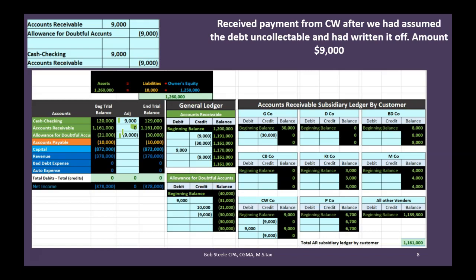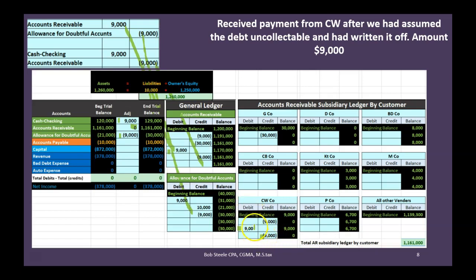Well, let's look at what happened on the general ledger. The receivable went back up here. We debited the receivable here, and then we credited the receivable. So we put it back in good standing, and then we took it off in the normal process. On the allowance account, we can see that we reversed the allowance account here. And then on the subsidiary ledger, what happened for CW is note that we put the $9,000 back on the books as being owed to us, and then we wrote it off here.